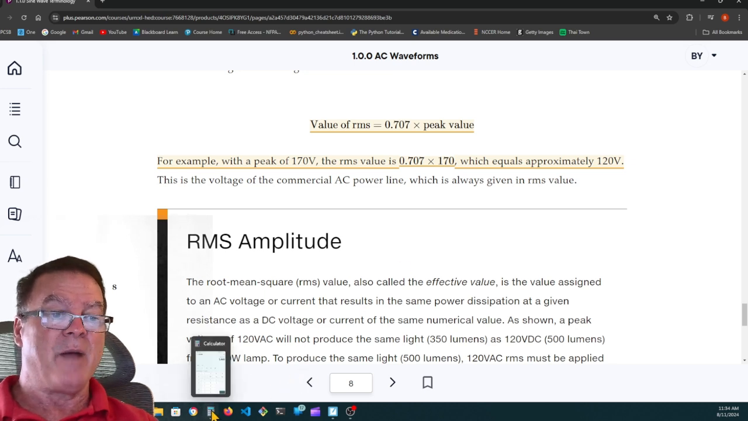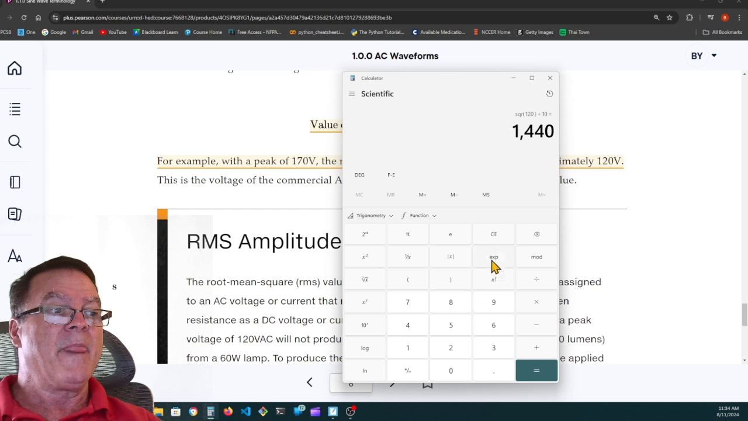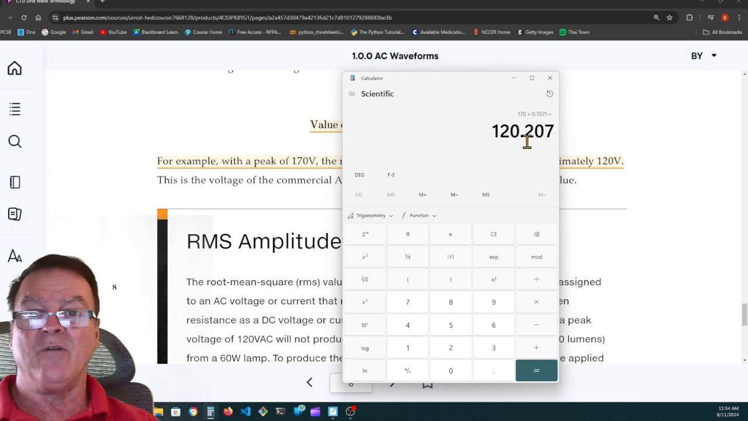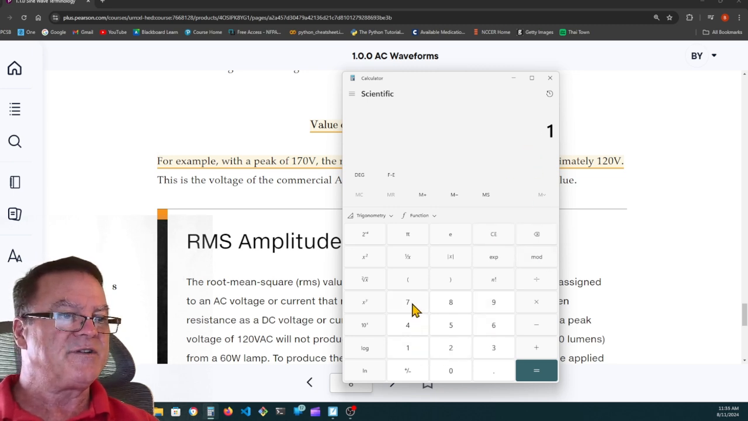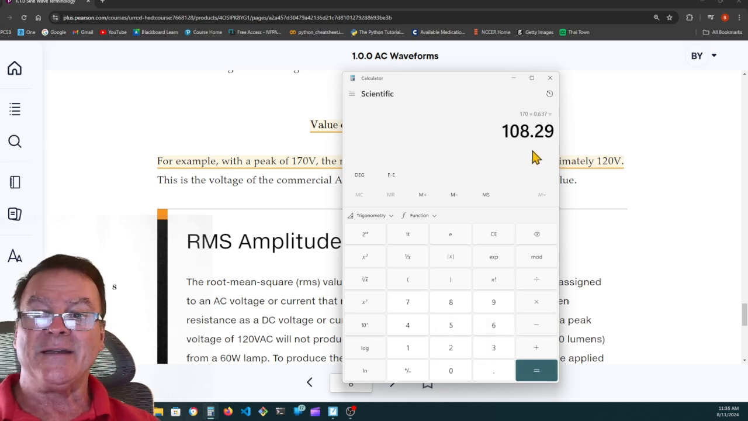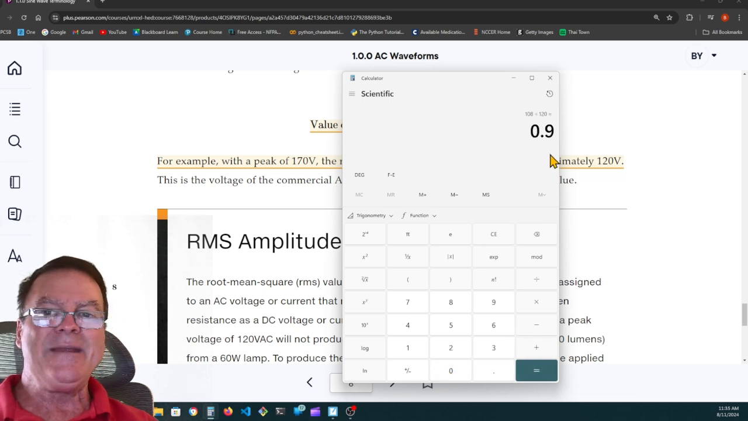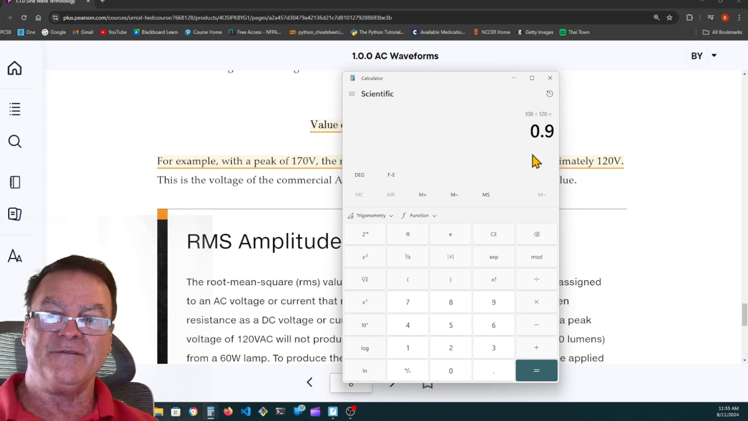Now, here's a freebie. I'm just going to give this one to you. They don't say this in the book, but here's 170 times 0.7071, and that's 120 volts. And here's 170 volts times 0.637. It's 108. Watch this. 108 divided by 120 equals 90%. So it's an easy rule of thumb that your average value is about 90% of your effective value.